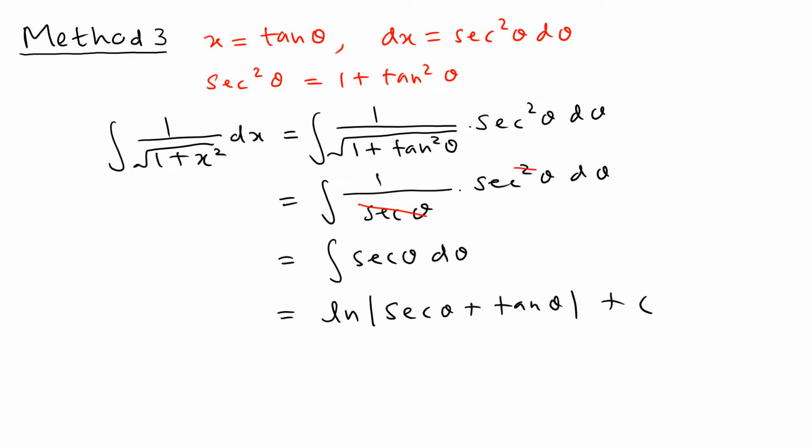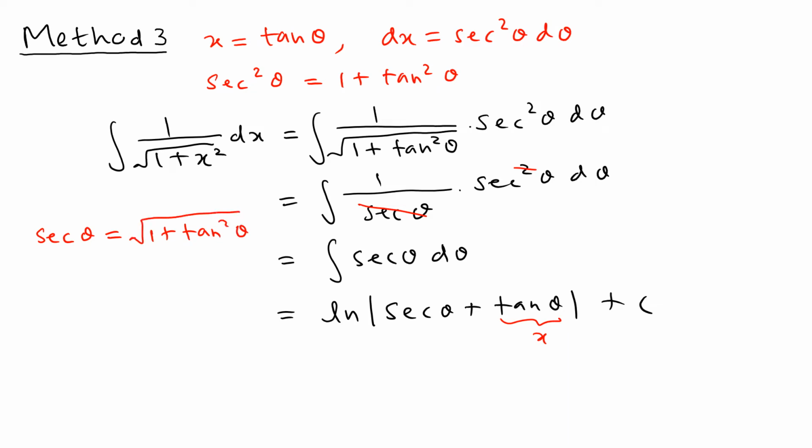The only thing that we need to find now is, because we know that tan theta is just x, we need to find the secant. To find the secant, we can use the identity, because that will be the easiest for this problem. We know that secant theta is the square root of 1 plus tan squared theta.